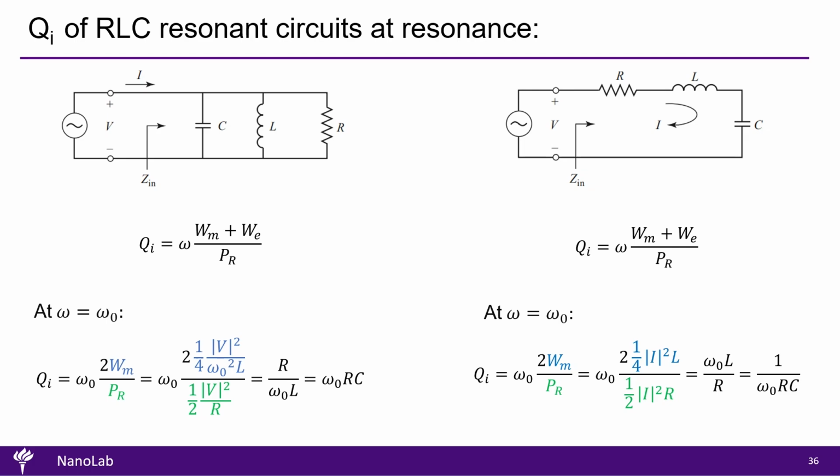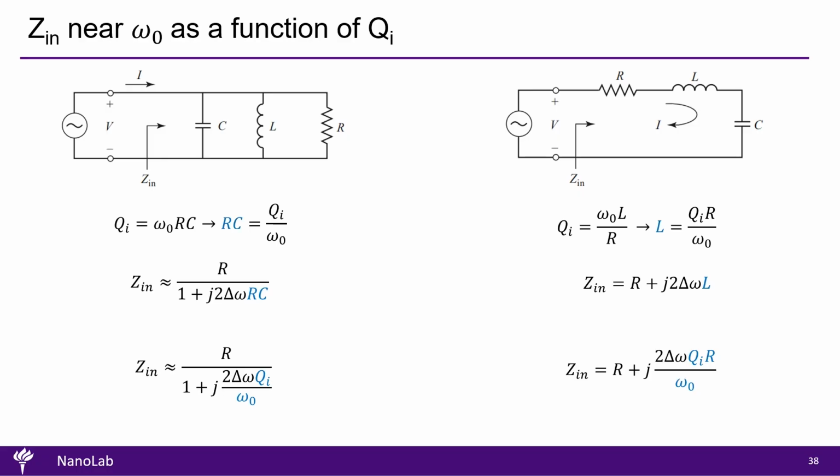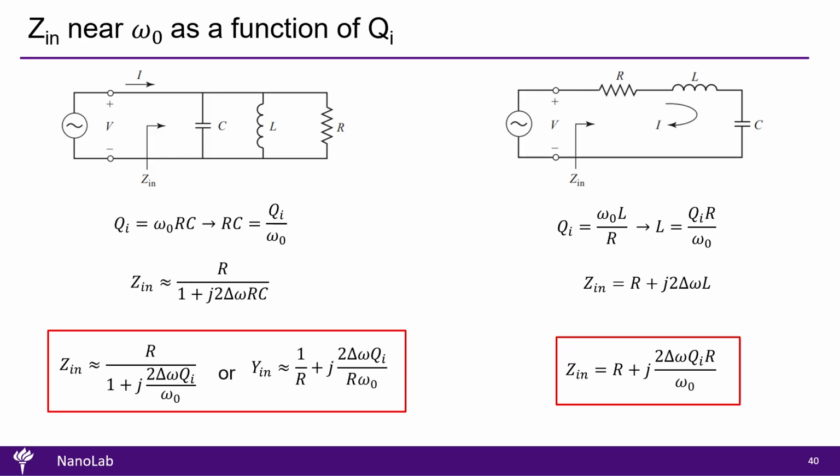Let us now express the product RC for the parallel circuit as QI over omega 0, and L as QI times R over omega 0 for the series circuit, and use the compact input impedance approximations to express Zin in terms of QI. It is also convenient to write down the admittance of the parallel circuit since it will be useful in our subsequent analyses. These expressions of the input impedance as a function of delta omega and QI are key in establishing the relationship between the internal quality factor and another resonator parameter called the fractional bandwidth, which we're going to explore next.